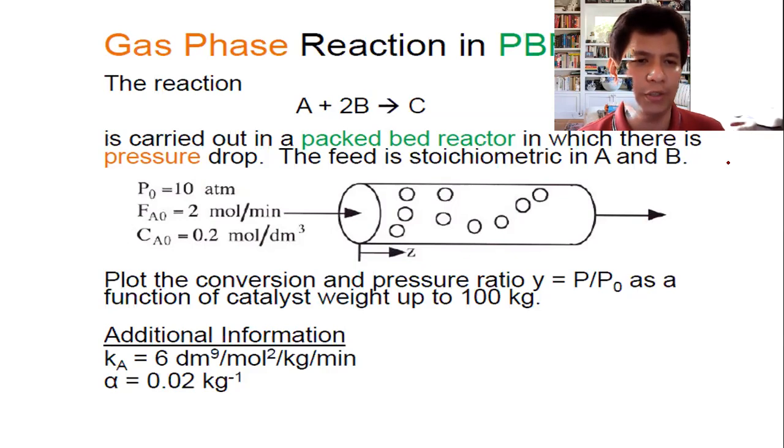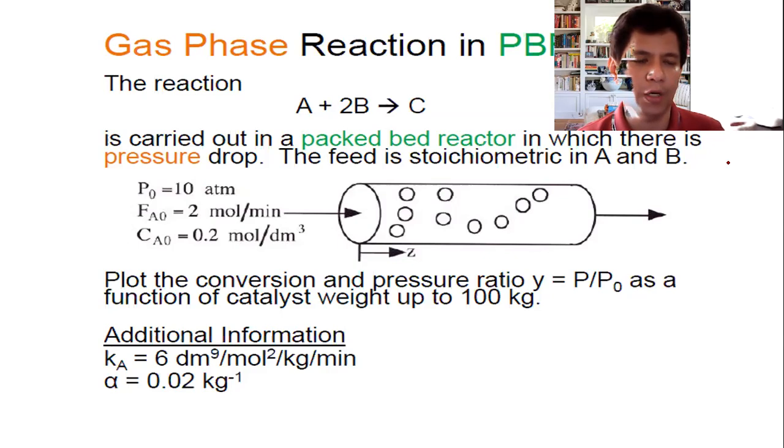So the initial pressure is 10 atmosphere and then the initial flow rate of A is 2 moles per minute. That's your FAO. Remember, we need that constant dun sa first differential equation, the FAO. Okay? So you are asked to plot the conversion and pressure ratio, y equals P over P sub O, as a function of catalyst weight up to 100 kg.